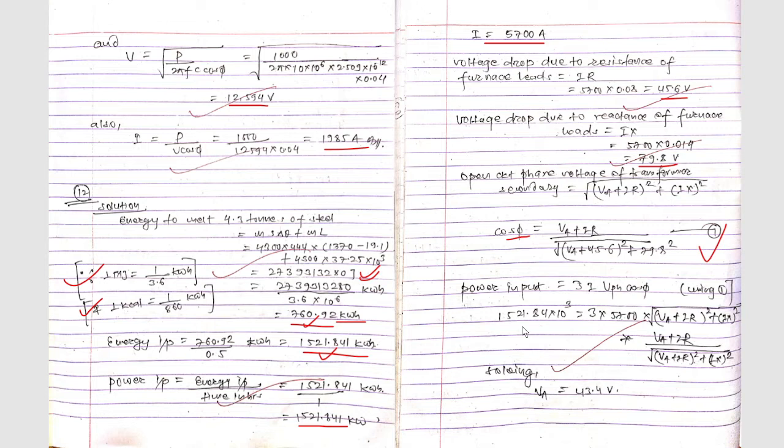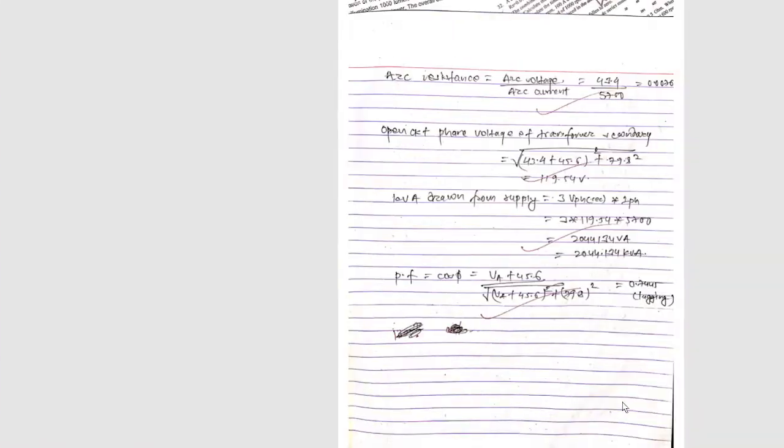The power input we have obtained here is 1521.841 kilowatt, and 3 into I is 5700 into VPS, and VPS will be root under (VA plus IR) square plus (I into X) square, and cos phi will be this value. So we have to multiply these power factors. Now this value and this value will be cancelled out, and from this we will get the value of VA. So VA will be 43.4 volt.